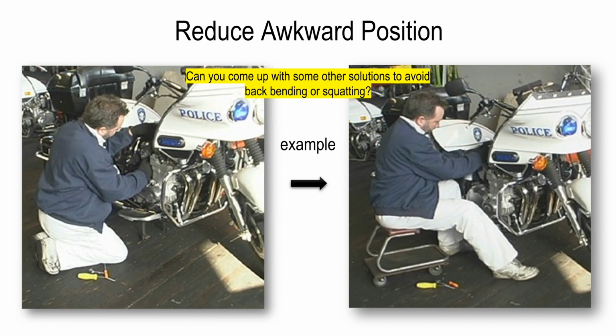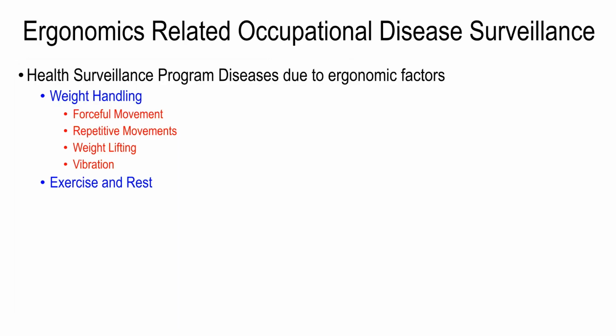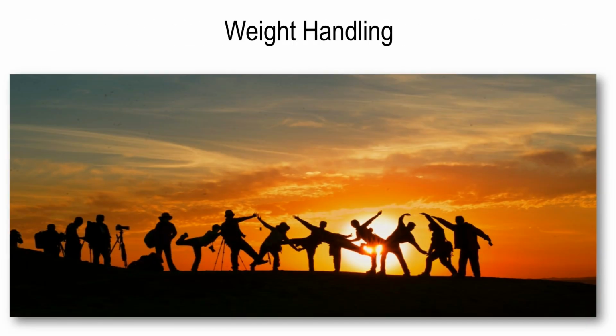Consider other solutions to avoid back bending or squatting. In your ergonomics-related occupational disease surveillance, focus on diseases caused by ergonomic factors. We'll look at weight handling, which includes forceful and repetitive movements, weightlifting, and vibration, as well as the importance of exercise and rest. Let's begin with weight handling. This involves the force required to manipulate objects and how that impacts the body.